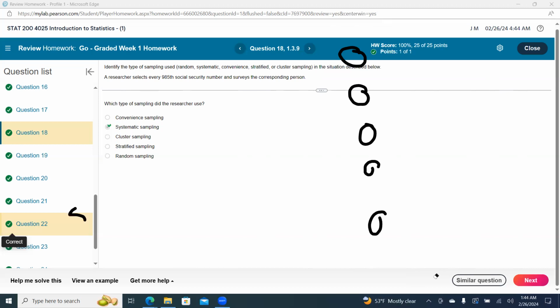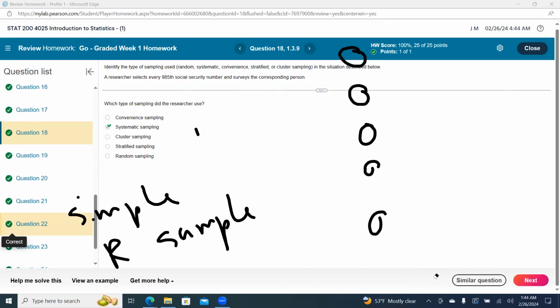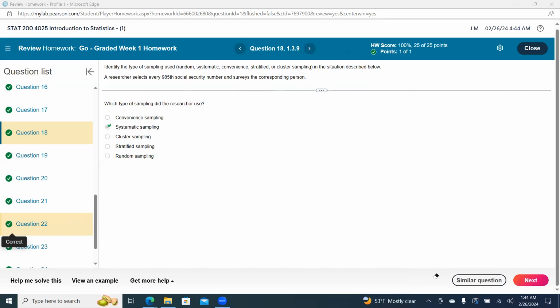A simple random sample is not defined that way. For a simple random sample, we have to pick our sample size, 30 or sample size 22. Once we have that, each possible sample out of the population has equal probability of being picked. That's the simple random sample.